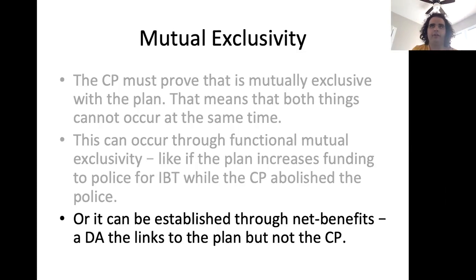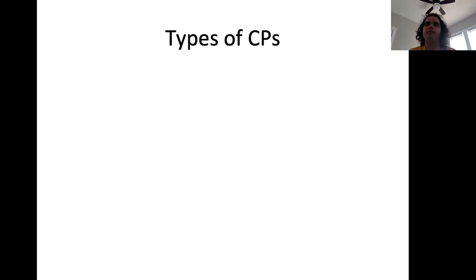So that's mutual exclusivity, and that will be relevant when we talk about the permutation, when we talk about answering the counterplans, which we'll talk about in just a minute. But before we get there, we're going to talk about a few types of counterplans. Now, this is not an exhaustive list. There are also other types of counterplans that exist as well, but this is a few of the more common counterplans that you'll find and run across in debate.